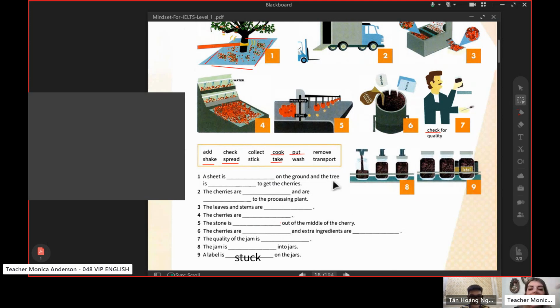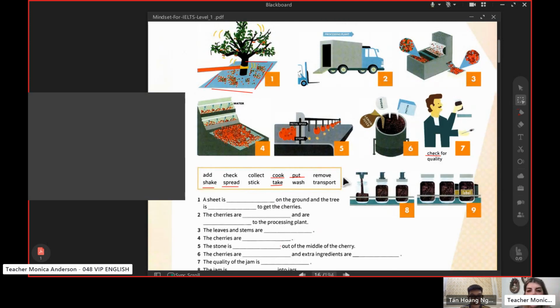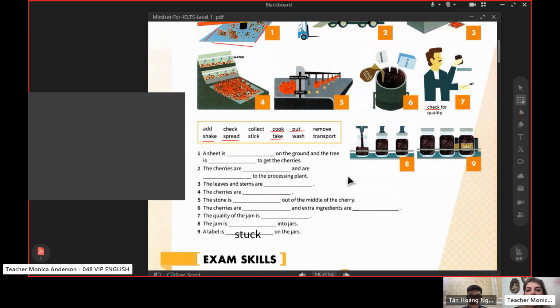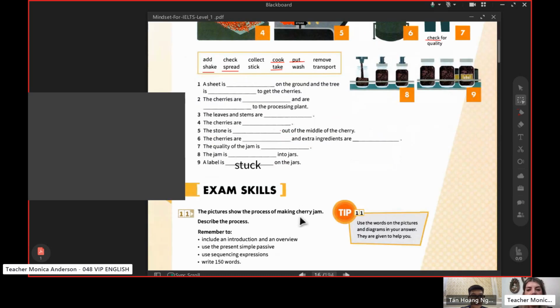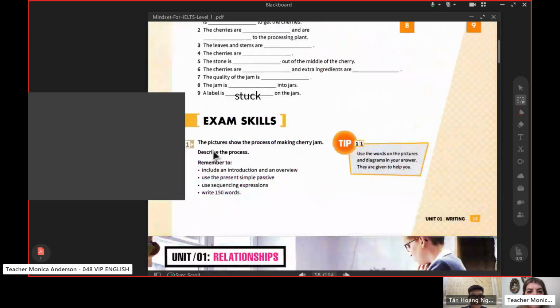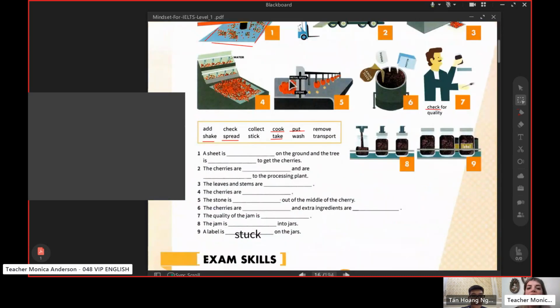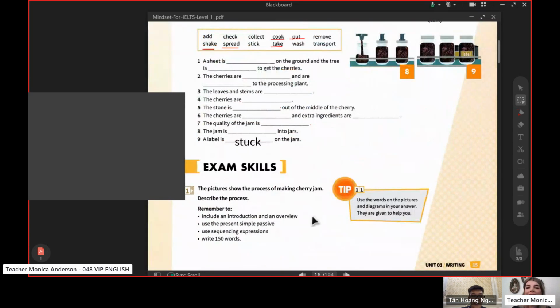So we have the process and then we have the stages of this process. Now, I want you to do something. First of all, the pictures show the process of making cherry jam. Now it's your turn to try to write the process, including introduction, overview, and main bodies. Are you ready? Let's get started.